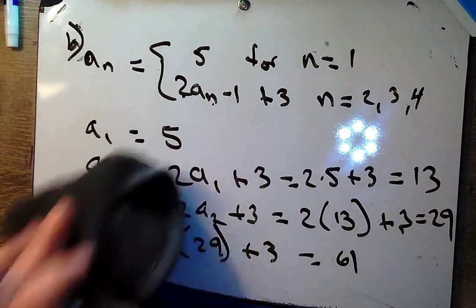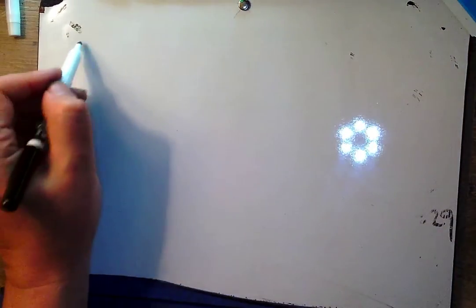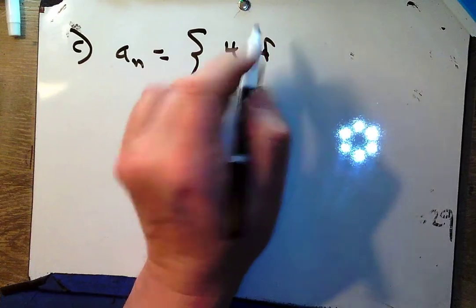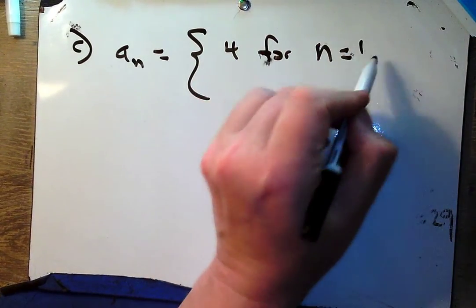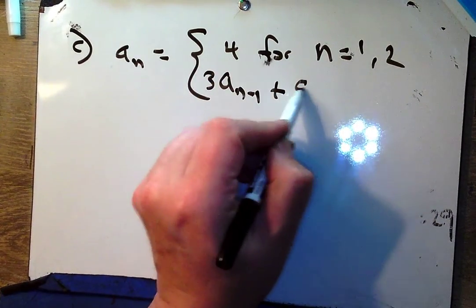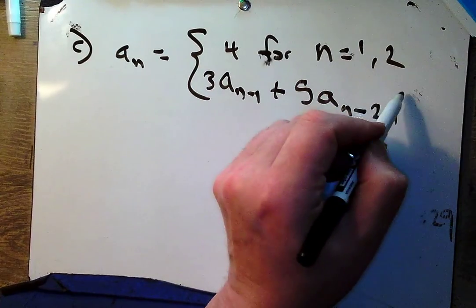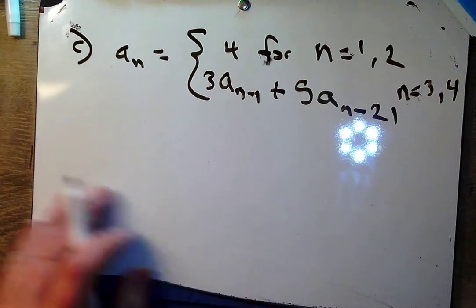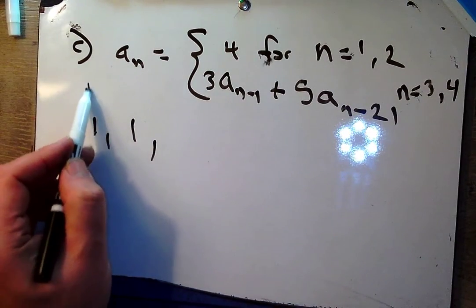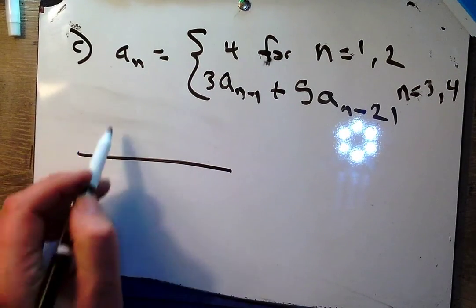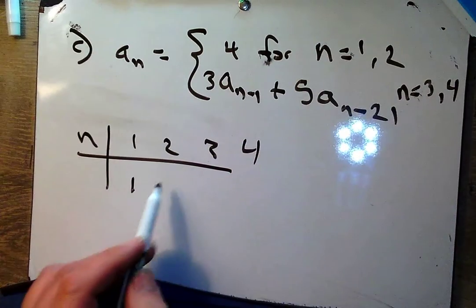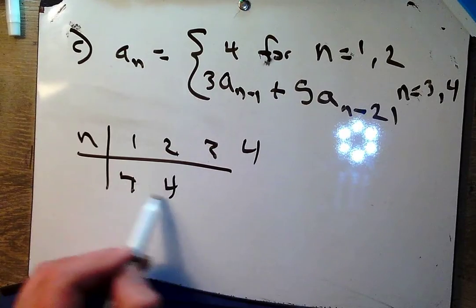Okay, and then the last one on our review worksheet is part C. A sub n equals 4 for n equals 1 and 2, and a sub n equals negative 3 times a sub n minus 1 plus 5 times a sub n minus 2 for n equals 3 and 4. Well, this is a pretty straightforward sequence, with n equals 1, 2, 3, 4. So when n equals 1, I get 4. And for n equals 2, I also get 4.